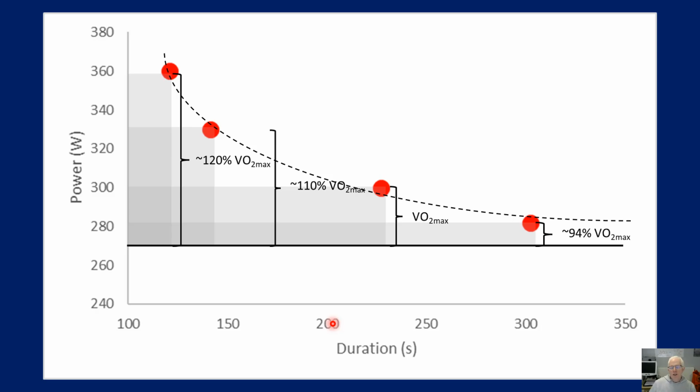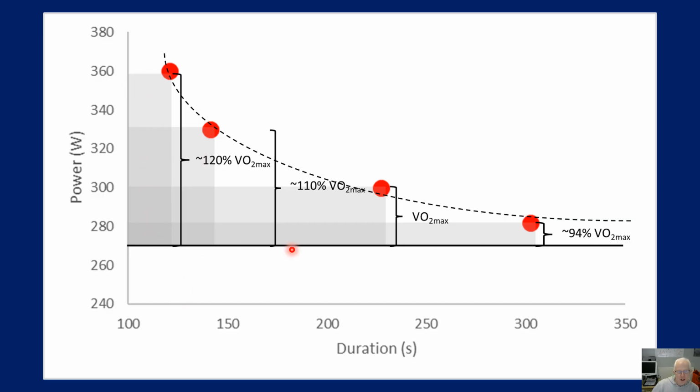So here we've got data which was recorded from our lab, and this is our W prime. We've collected data at 120, 110, we've done a VO2 max trial, and we've done a 94% VO2 max trial here. If you want to watch this being recorded, you can go to my YouTube channel, which is Exercise Physiology Made Simple, and you'll see the actual data collection that was undertaken here.